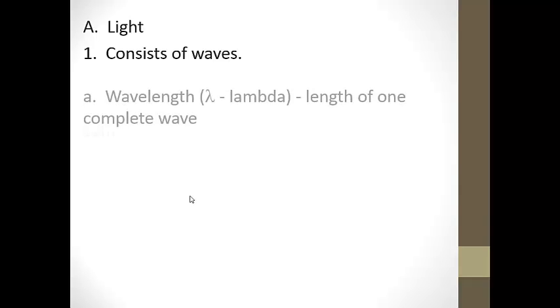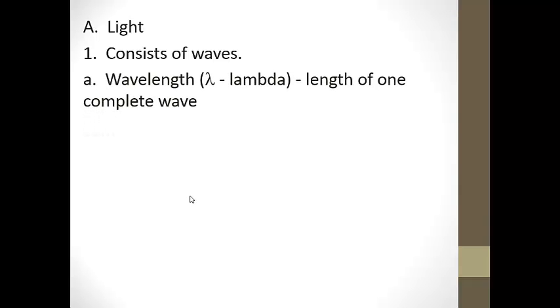Alright, try 2 with going over some information about light. Light first consists of waves, and we'll look at, for instance, our visible light and the waves that we can have in that. But when we look at light, there are some vocabulary words that we need to be aware of. First of all, one of them is wavelength.